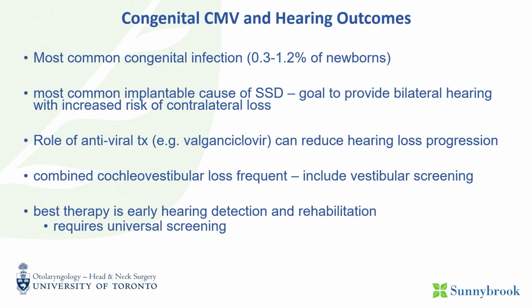So I'll finish up by concluding that we know it's a very, very common infection. It's the most common implantable cause of SSD for these babies. There is a role for antivirals if they're identified early. Dr. Cushing would be upset with me if I didn't mention that there's also a very significant risk to the vestibular system, so there's probably a good benefit in adding some vestibular screening to what we do with these babies. And we know that the earlier the better, so the best therapy for these kids is really to detect them early, provide them rehabilitation early, and that can only be done with universal screening.